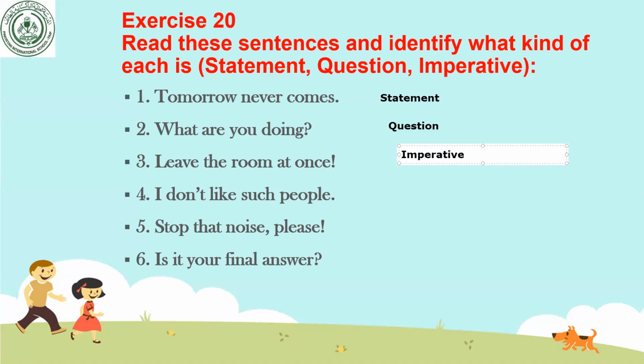Dear students, remember imperative and also command, because command and request both kinds come in a single kind, and that is imperative. And number four, I don't like such people. This is a kind of statement, dear students. Very easy, because this is a kind of information. Someone is telling us that I don't like these kinds of people. So this is a statement.